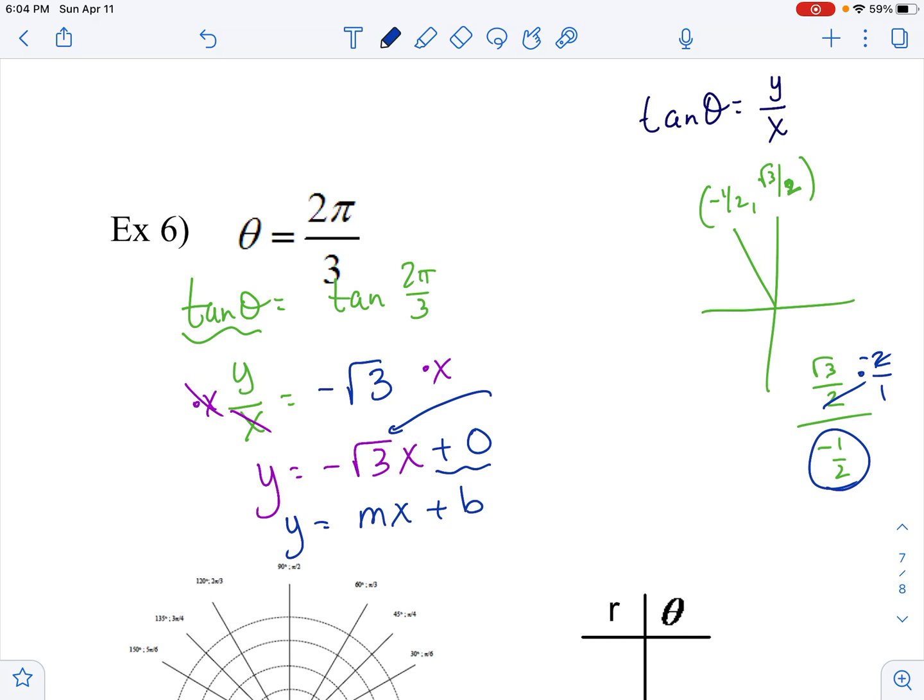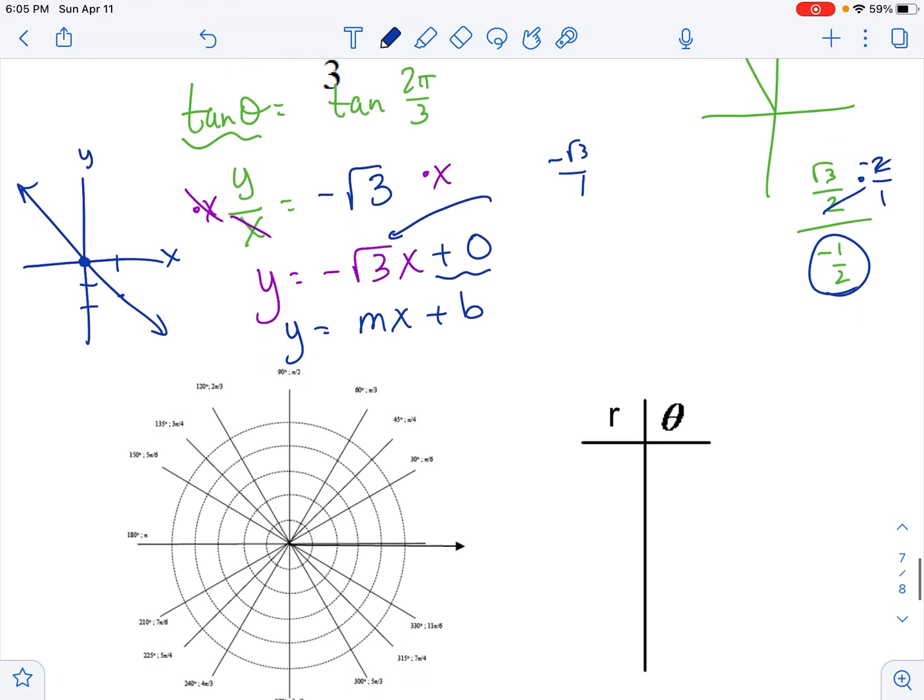So that graph is just going to be a line with a y-intercept of 0, 0, and a slope of negative root 3. So again, if I graph it on an xy axis, my y-intercept's at 0, 0. My slope tells me to go down root 3, right? It's negative root 3 over 1. So I go down 1.73 and then over 1. So it's going to be a line that goes in that direction.